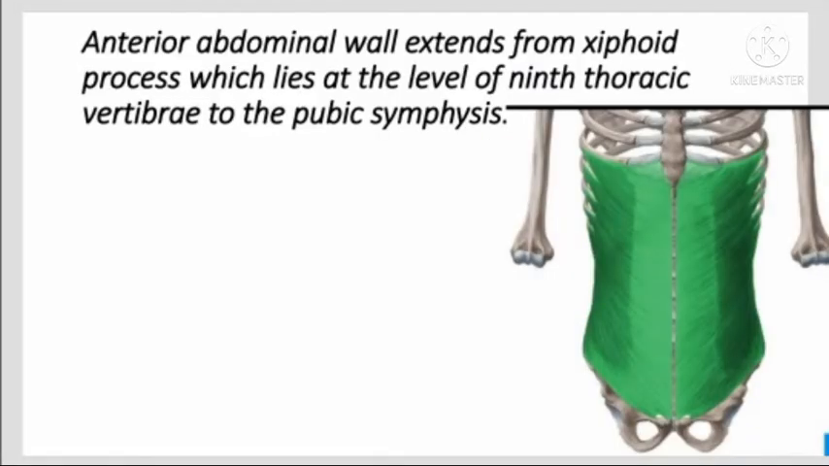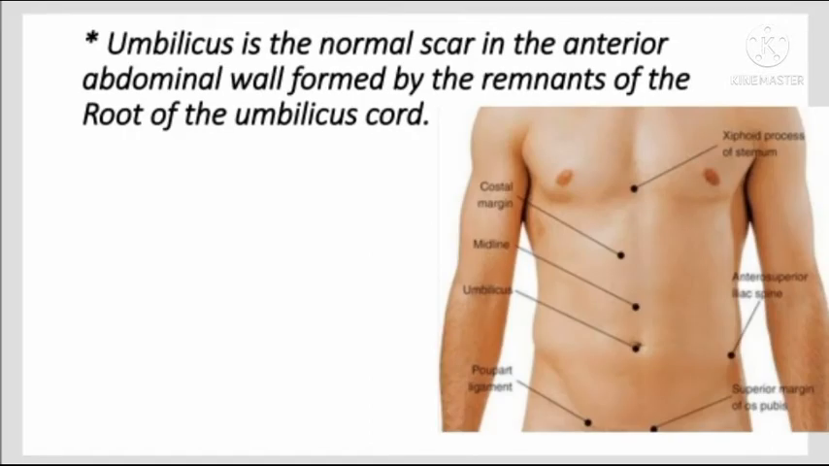The anterior abdominal wall extends from the xiphoid process, which lies at the level of the 9th thoracic vertebra, to the pubic symphysis. This is the xiphoid process, where the anterior abdominal wall starts, and this is the pubic symphysis, where the anterior abdominal wall ends. Umbilicus is the normal scar in the anterior abdominal wall formed by the remnants of the root of the umbilical cord. The scar that remains after cutting the root of the umbilical cord is the umbilicus.